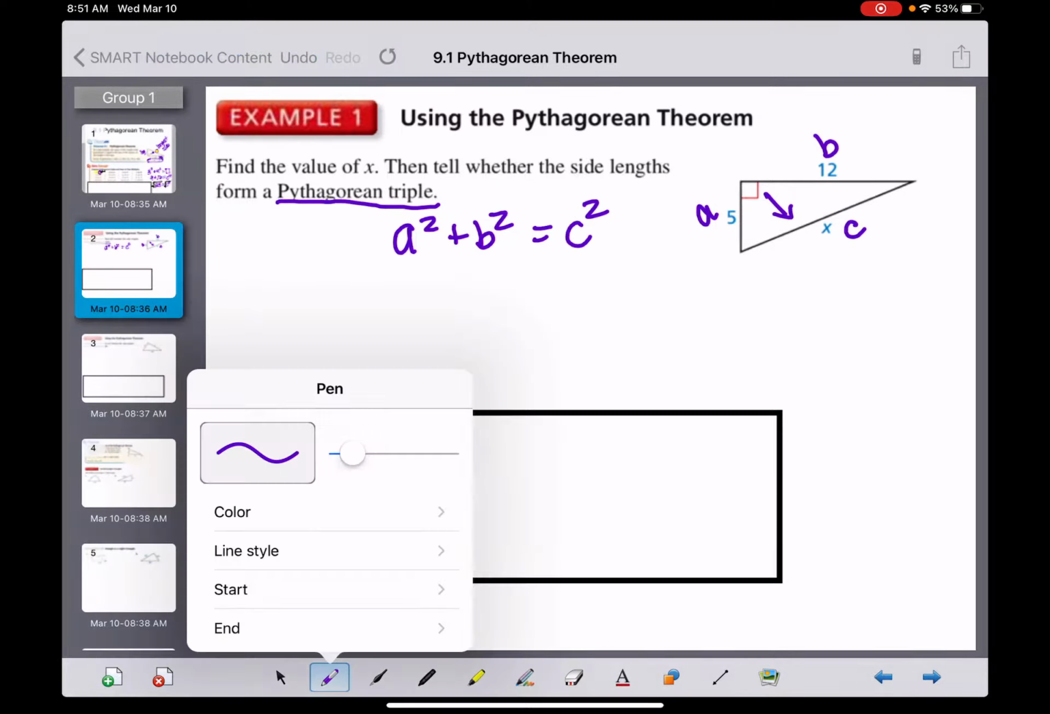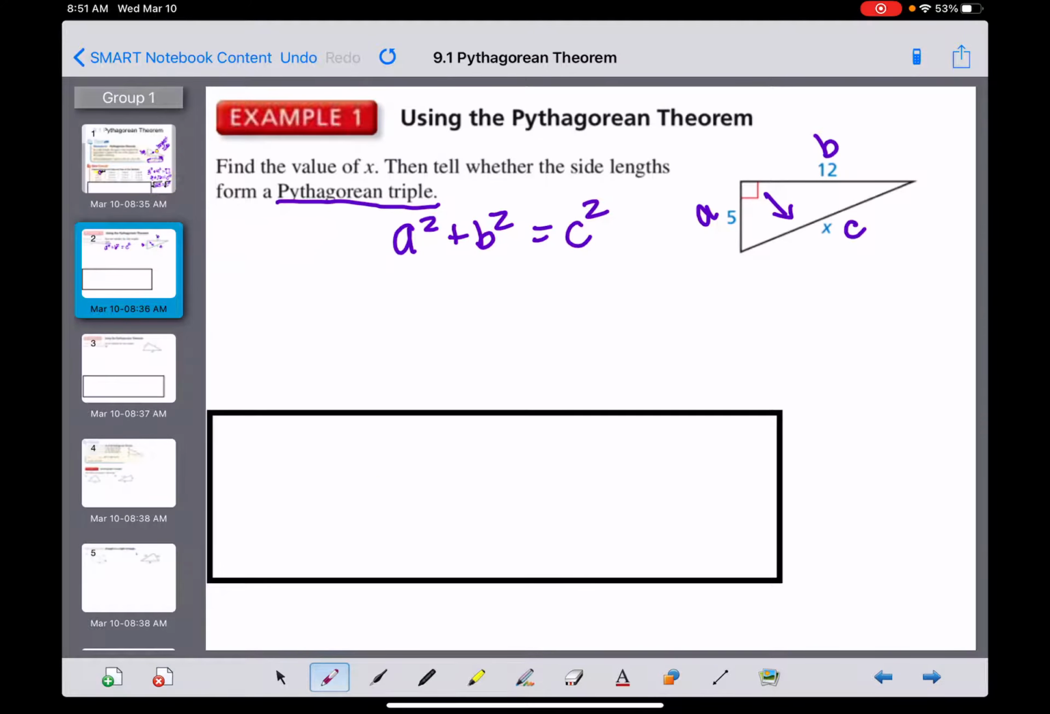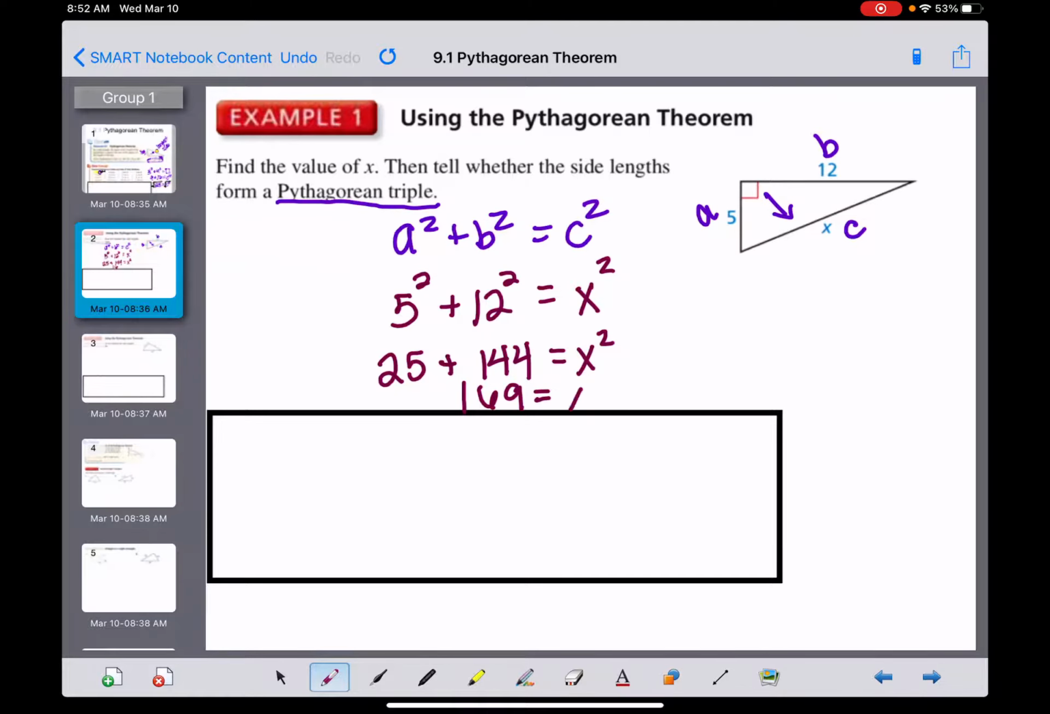So I'm going to fill in. My a value is 5. My b value is 12. And c is what's missing. You can put that as x, you can put it at c. It doesn't matter because it's a missing variable. And then I'm going to simplify. I'm going to do exponents first. So 5 squared is 25. 12 squared is 144. Combine my like terms. So 169 is equal to x squared.